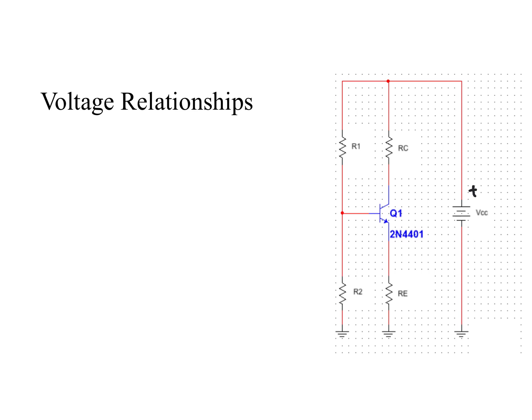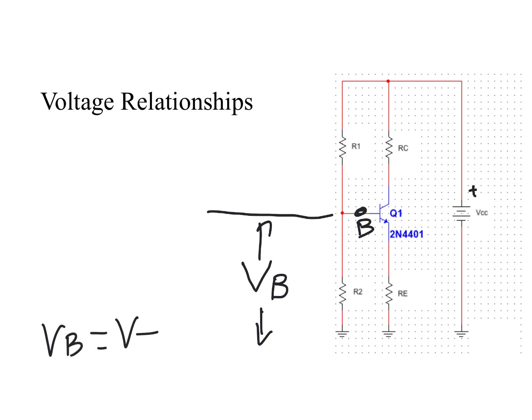This voltage here, remember this is the base, down to the ground, is called the base voltage VB. This is also called the Thevenin voltage, which I'm not going to get into at this point because we don't use Thevenin's theorem.